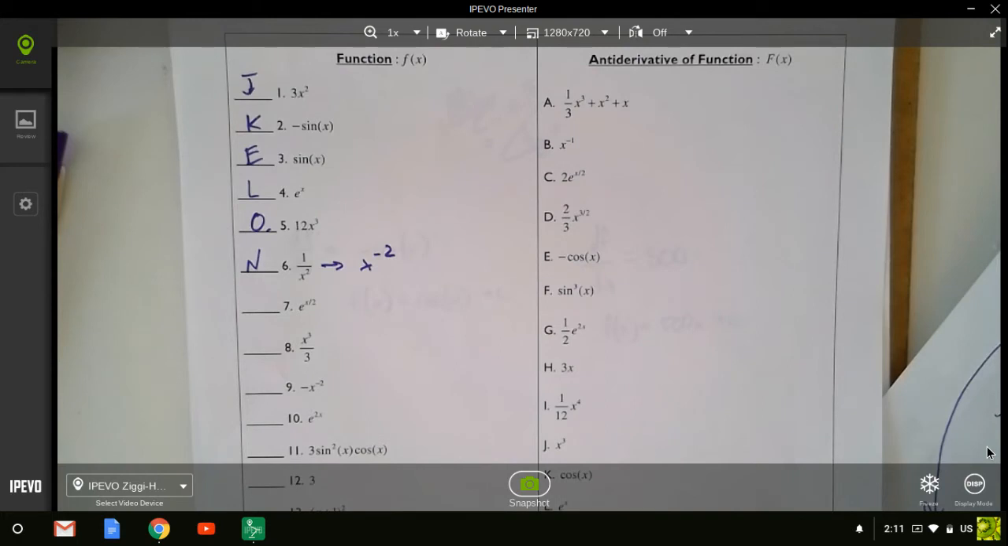So look at number 2 or number 7. Look at number 7. It's not exactly 1/2. So what would have to be there for the 1/2 to cancel out in the first place? The 2. So it would have to be 2e to the x over 2. So that's why it's C, because if we took the derivative of this, the 2 would stay there, and then we would have times e to the x over 2, times 1/2, and then these would cancel out, leaving us with number 7.